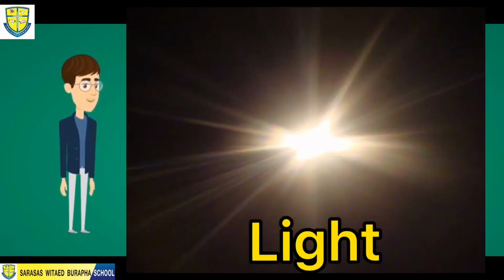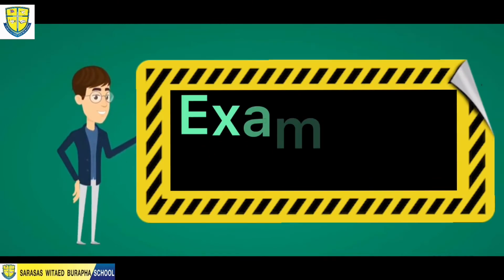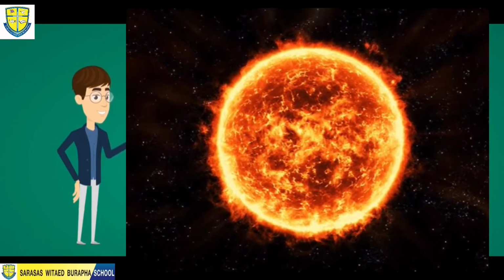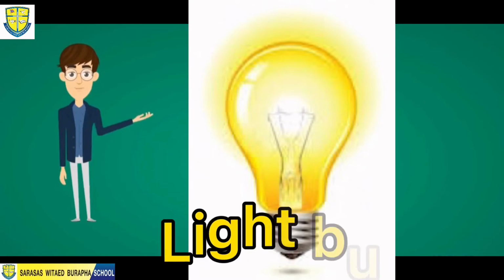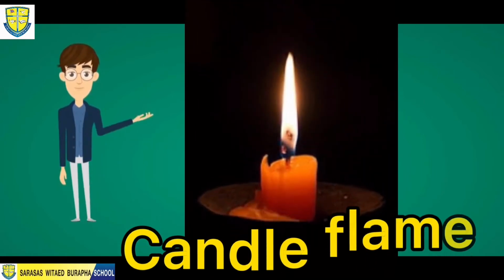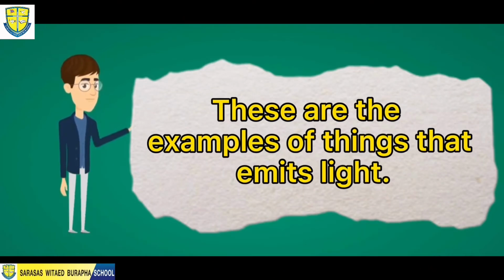Next is light. Light is a form of energy. And here are some examples of things that emit light. We have the sun. We also have the light bulb and the candle flame. These are examples of things that emit light.